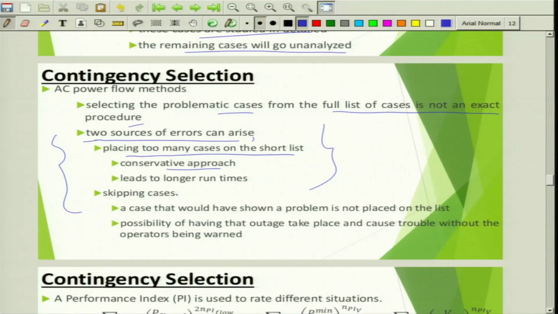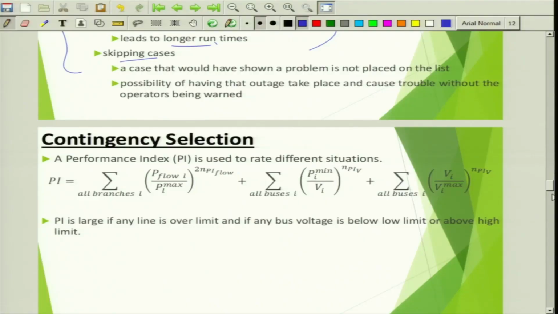So the conservative approach leads to longer run times basically. The second thing is skipping cases. That means let us say there are at least 10 critical cases that you need to identify, omitting everything and just considering 1 or 2 just to have easy or quick analysis. But in that case what will happen? You may be ignoring that critical case which may lead to violation of the limits. So again there is a trade-off regarding the optimal number of shortlisted cases that need to be considered. So a performance index is used to rate different situations, that is what we have indicated here.